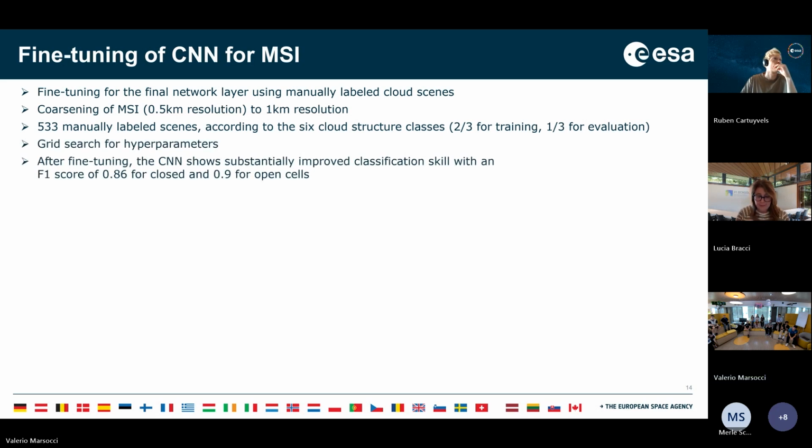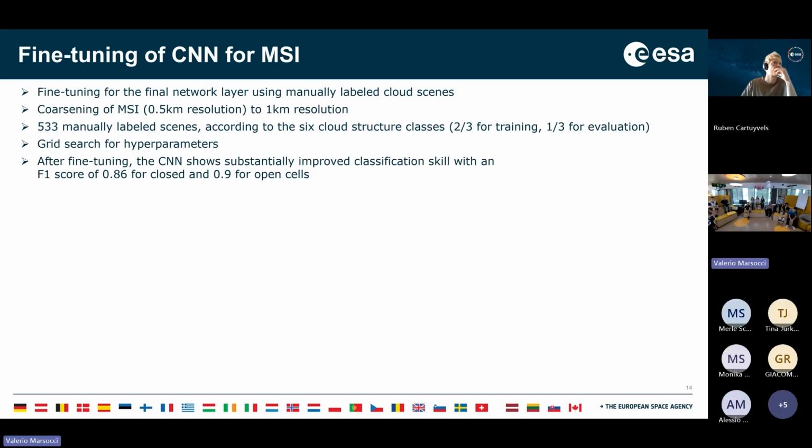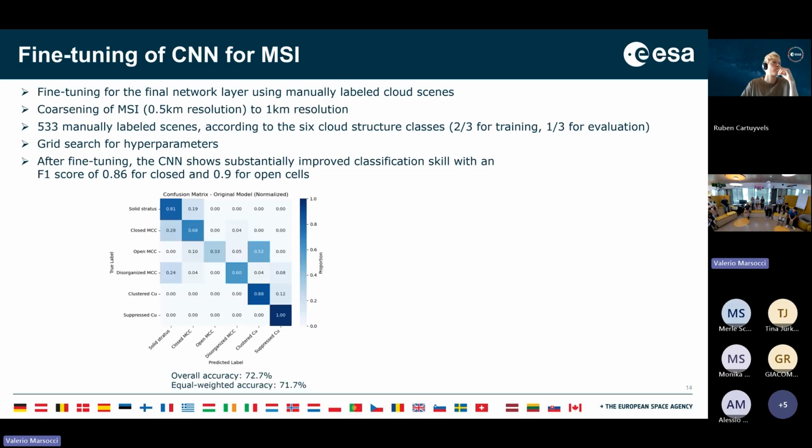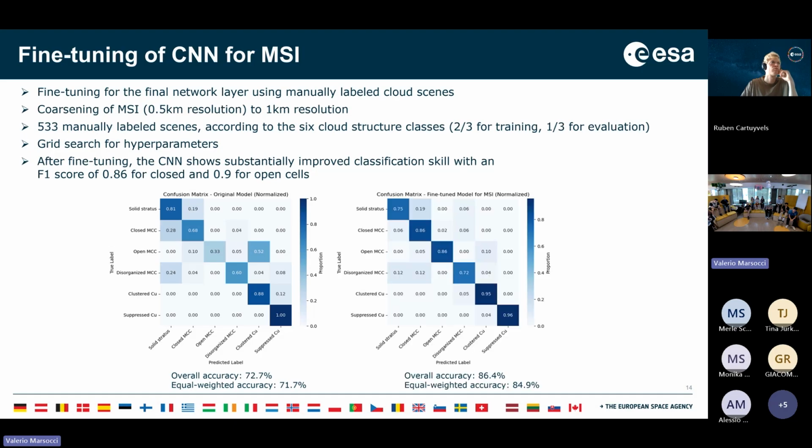And the nice thing was after the fine-tuning step, we saw that the neural network really shows substantial improvement in the classification skill. So here, for example, is shown the confusion matrix when the original model was applied to the manually labeled dataset. And then here is after fine-tuning, we see that the accuracy improved, especially for open cells, and also the F1 score for closed and open cells looks quite good.